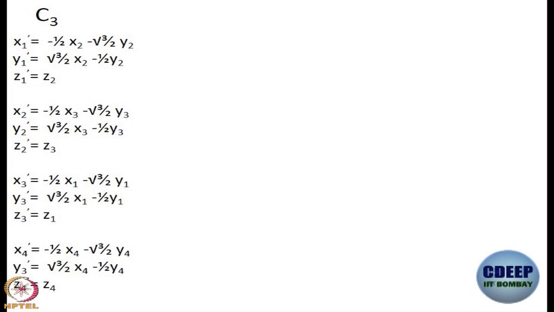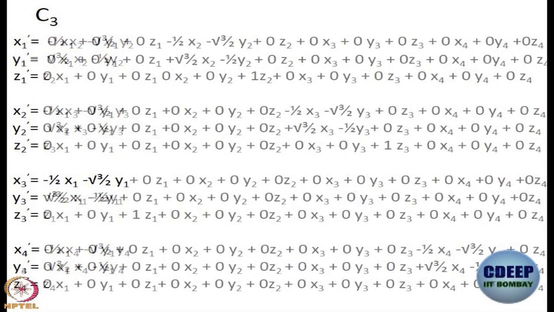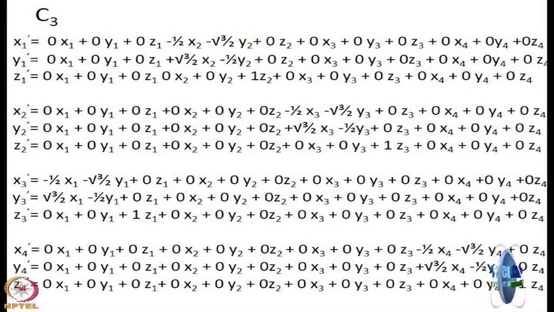Now, I want to write it in the form of a matrix. Of course, you understand that when I want to write it in the form of a matrix, I will have a lot of 0 coefficients, right. For example, this x1 dashed is minus half, but what is the coefficient of say x1? 0. So, I have to write something like x1 dashed is equal to 0x1 plus 0y1 plus 0z1 minus half x2 minus root 3 by 2 y2 and then everything else is 0 once again. Why am I all of a sudden importing so many zeros? Because I have to write the matrix. I hope this is not very difficult to understand. These are the equations that you write.